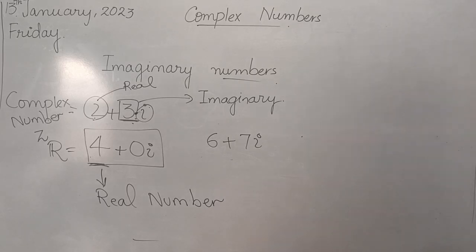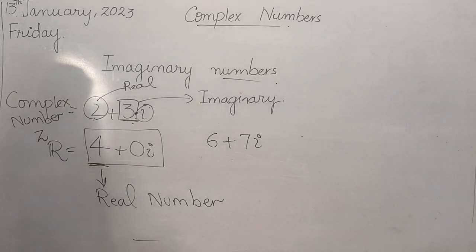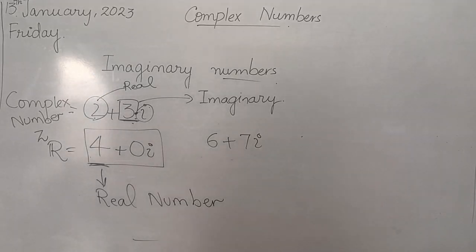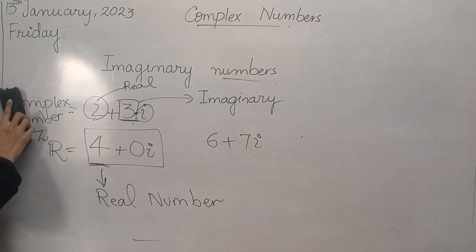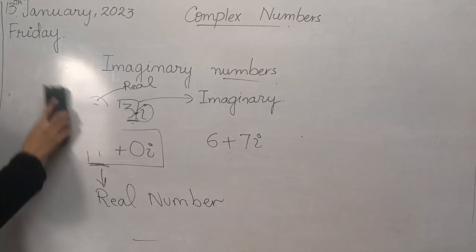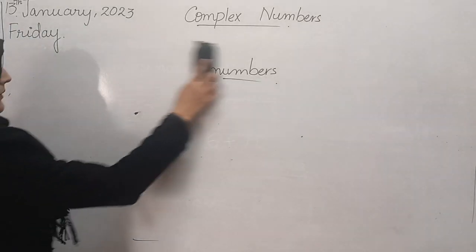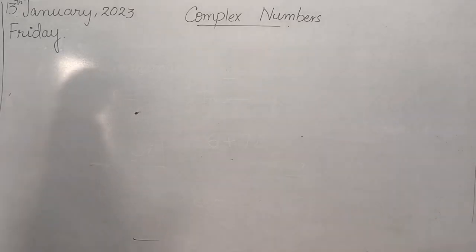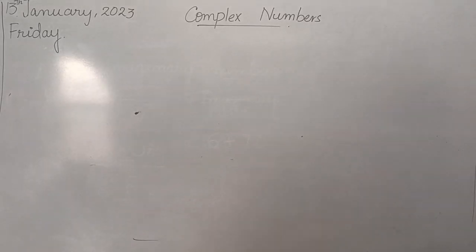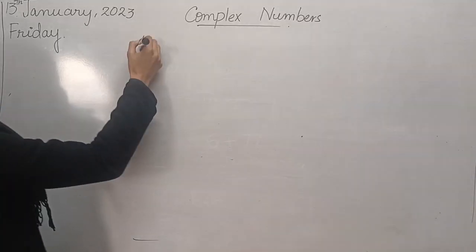Clear? Next, the set of complex numbers is denoted by C, capital C. Good. So this was the recap of the lesson, and now we will discuss how to apply operations on complex numbers. We will revise the concept of addition first.